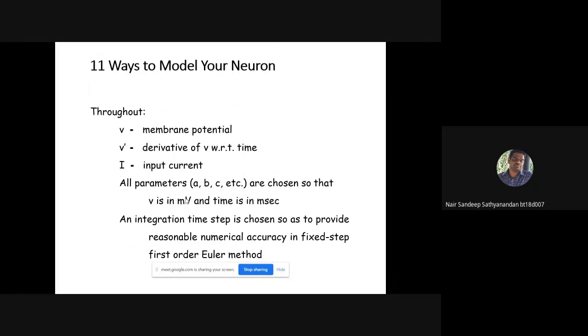So this you are already aware. V is the membrane potential. Then we need how the voltage potential is varying with respect to time, and the input I is the input current. Voltage is typically in the millivolt range, and the time is on the millisecond scale. For the integration step, we use the Euler method.